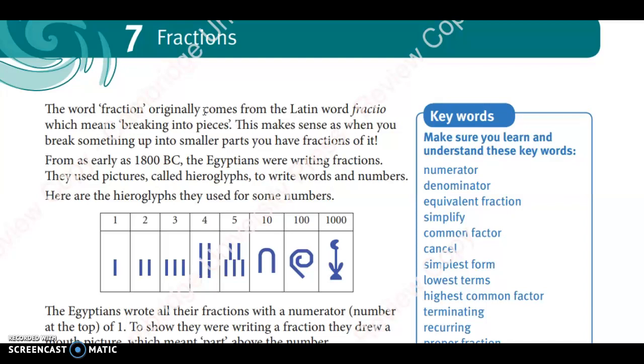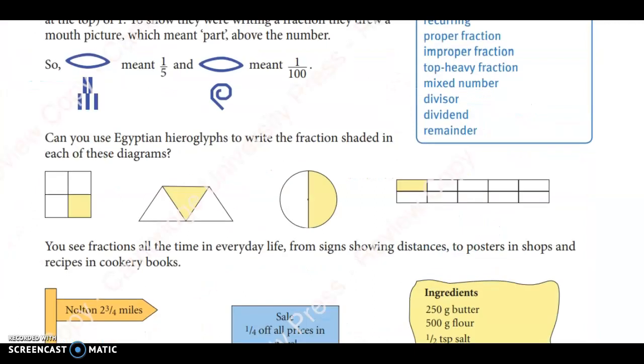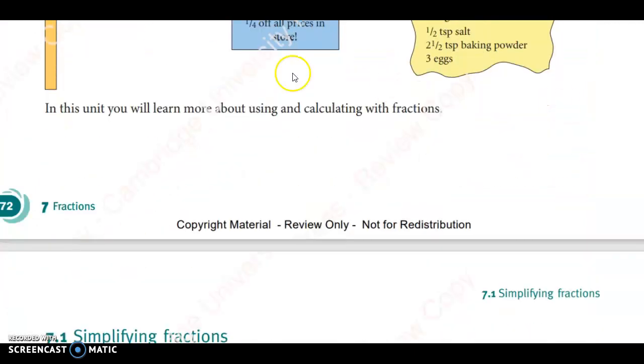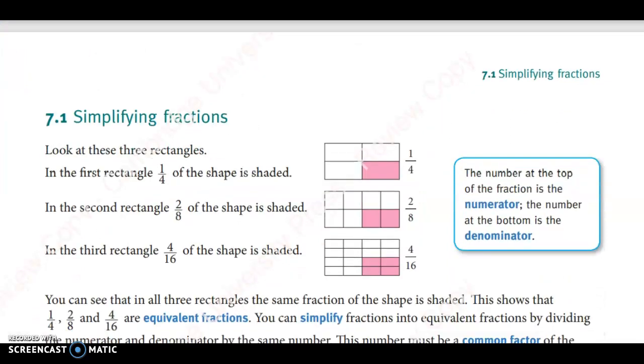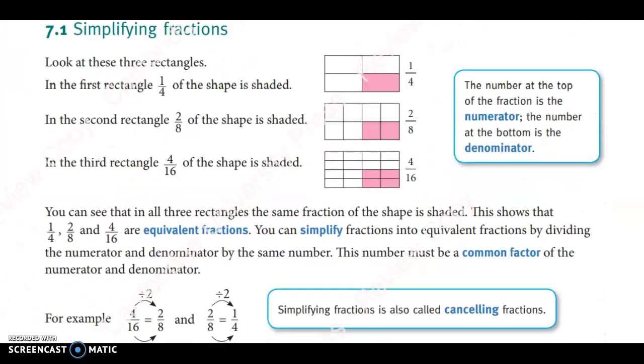We have a fractions chapter. In your book, you can open page 72. In the first page about fractions, there are some histories about fractions. You can read it by yourself. For now, we are going to learn about simplifying fractions. I'm sure that you have learned about fractions since you were in elementary school.